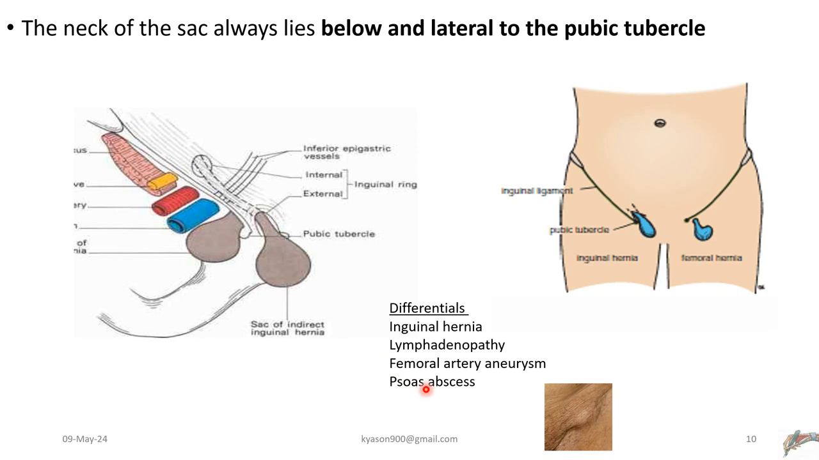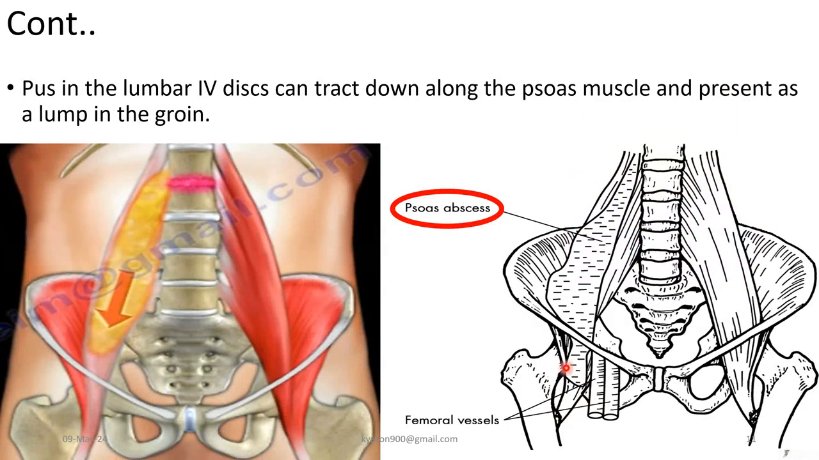Then lastly, there are patients that can present with swellings in this very area because of what we call a psoas abscess. A psoas abscess is just pus collecting underneath the connective tissue that overlies the psoas muscle. Last time we looked at the psoas muscle, we said it's one of the muscles of the posterior abdominal wall, coming from the lumbar vertebral bones towards the femur. And this muscle is covered by some connective tissue, some fascia.